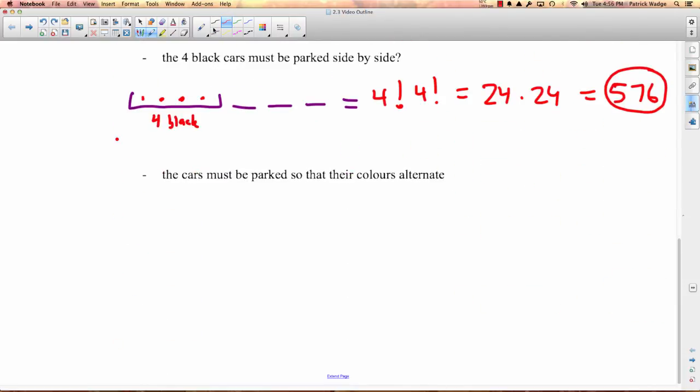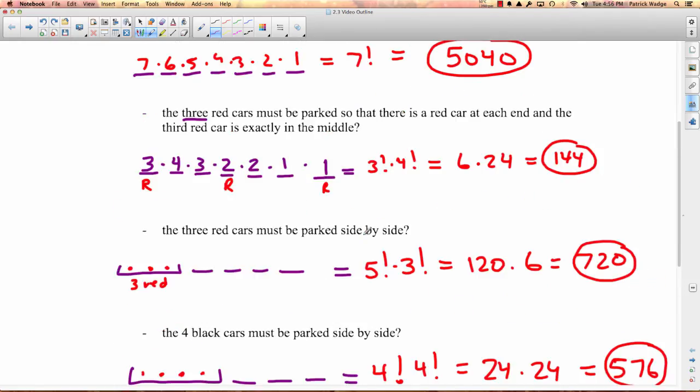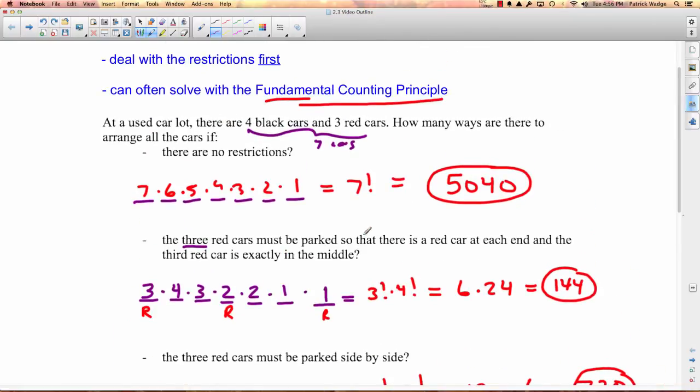Okay, last question of this, using the cars here, is the cars must be parked so that their colors alternate. Okay, 1, 2, 3, 4, 5, 6, 7. Okay, it has to go red, black, red, black, red, black, or black, red, black, red, black, red.